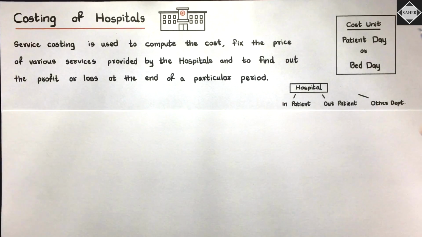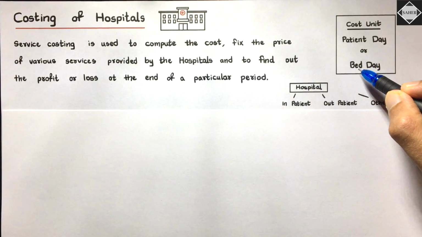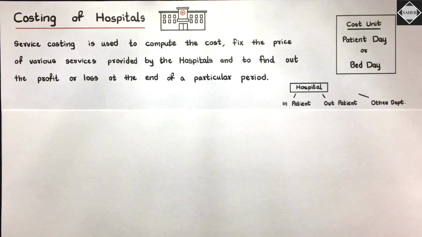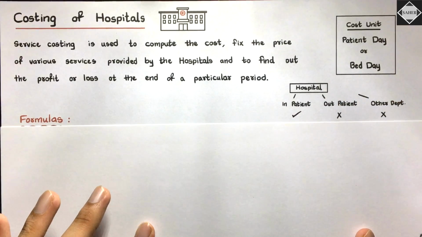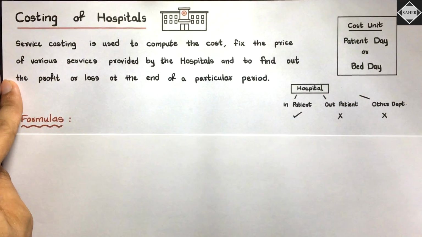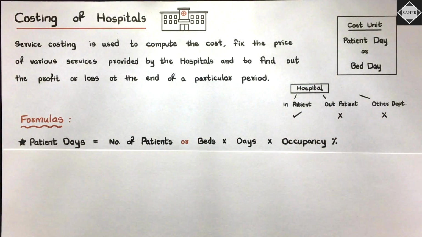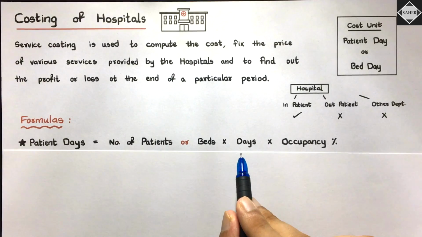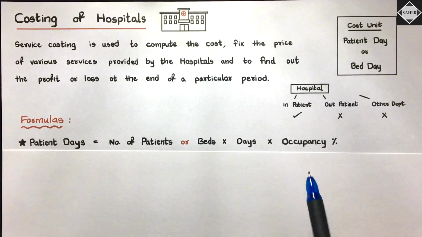Bed day and patient day are the same only. It is assumed that on one bed, only one patient will get admitted. Is it clear? So that's why it's the same. You can call it patient day or bed day. There is no difference. So this is the relevant part for us, inpatient. Fine. Now about the formulas. Formulas are the same way. See, patient days you will have to calculate. That's the denominator, isn't it? So number of patients or beds in the hospital into the operating days in a year, and then into occupancy percentage, right? Really simple. That's how you will calculate the patient days.